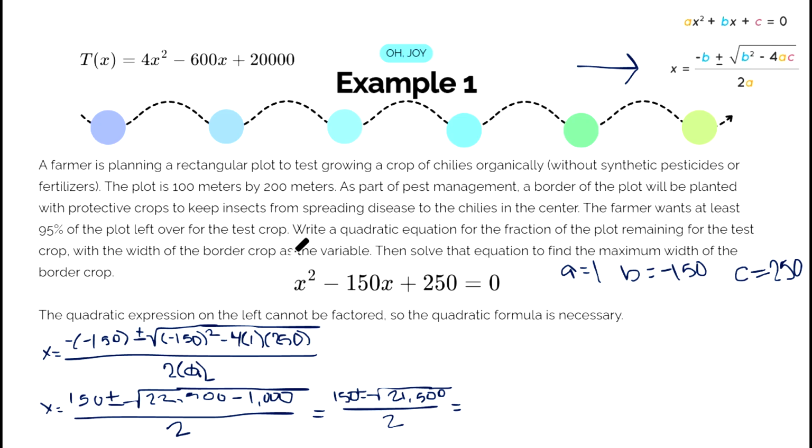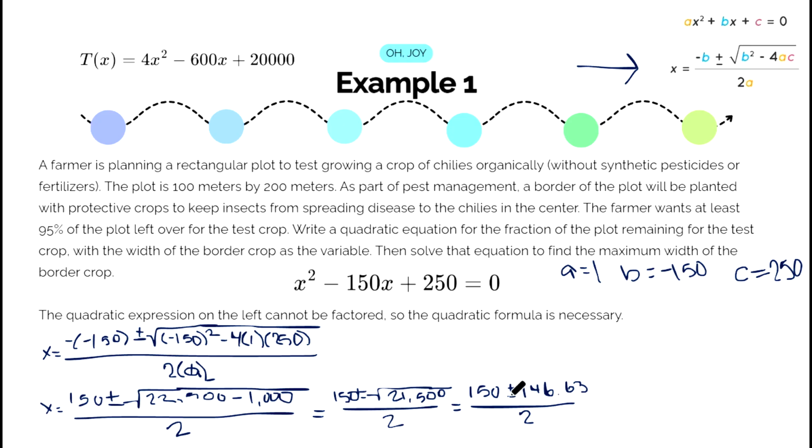Okay, so the square root of 21,500. It doesn't tell us how many decimal places to go to. But we still have the 150 plus or minus, and then we'll go 146. They usually just go to the 10th in this book, so I'll go to the 100th. It's 146.63. Okay, divided by 2. Now this is where we get two answers because we have this plus and this minus.